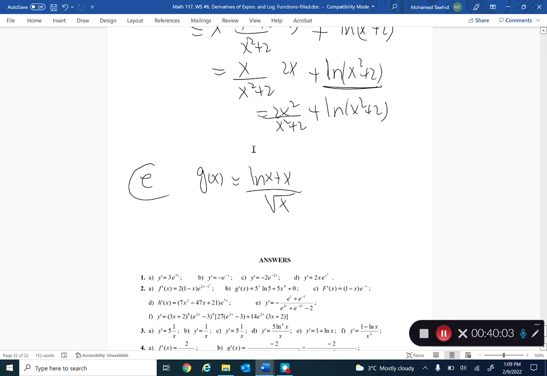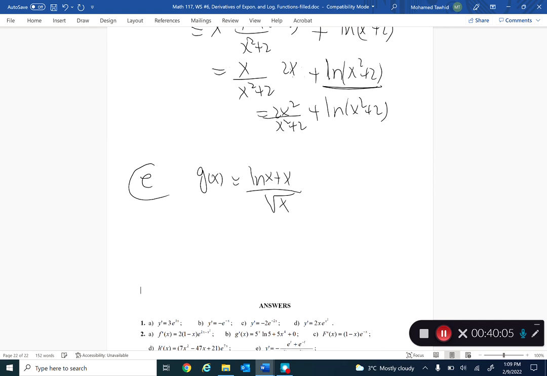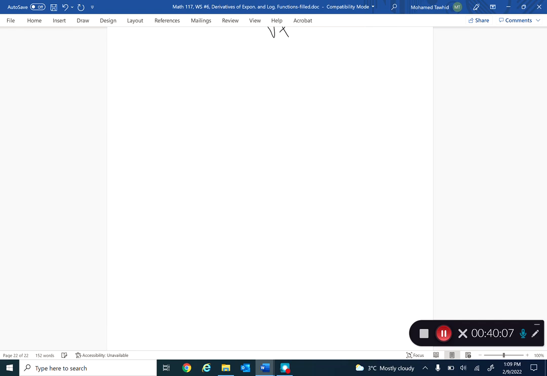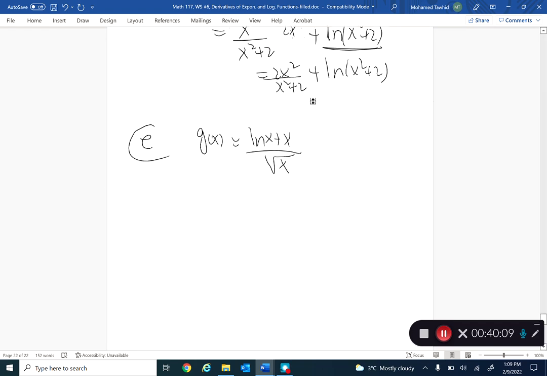So what do you have here, guys? You have ln x plus x, that's one term, divided by the square root of x. So that is the quotient rule, and you can apply it. Some other guys ask, can I simplify this as ln x plus x over x to the power 1 over 2? Yes, I can write the square root as x to the power 1 over 2. And then you can apply the quotient rule, or you can take this one up, then you apply the product rule, right?